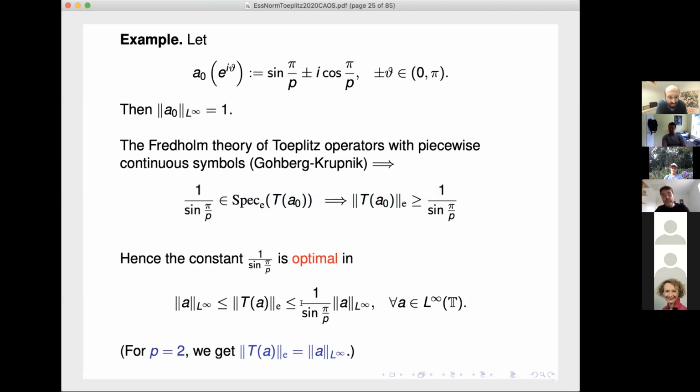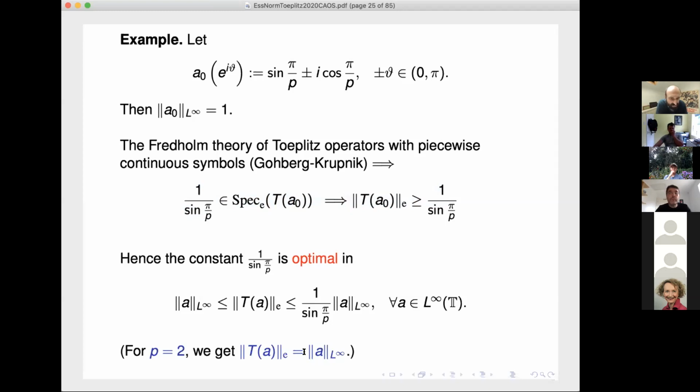Yeah, by the way, this is an important line. Remember I told you that for P equals two, it's pointless. Look at this inequality. If you put P equals two here, you have sine of pi over two, that's one. So you have just equality. So the essential norm of any Toeplitz operator with L infinity symbol is just the L infinity norm of the symbol. In L2, it's all simple, okay?